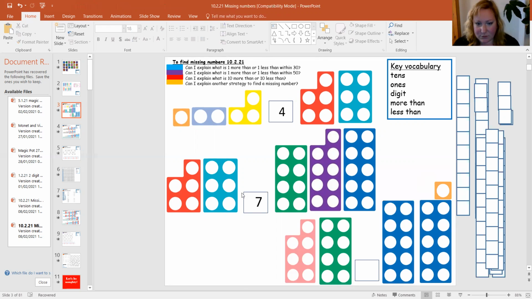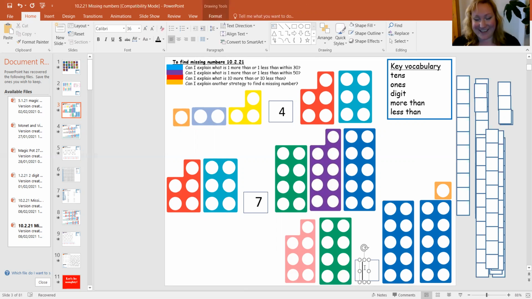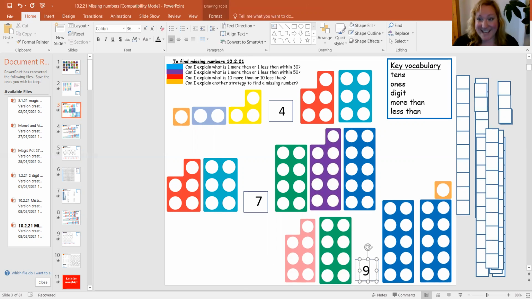Again, it doesn't start with a 0 or a 1. We've got a 7 here, so it goes 7, and then we've got an 8. What is this missing number? Then 10, then 11. What is 1 more than 8? If there was another 1 there, 9. Yes. And 9 is 1 less than 10. 9 is 1 more than 8. 9 is 1 less than 10. Good maths, everybody. Let's go on.